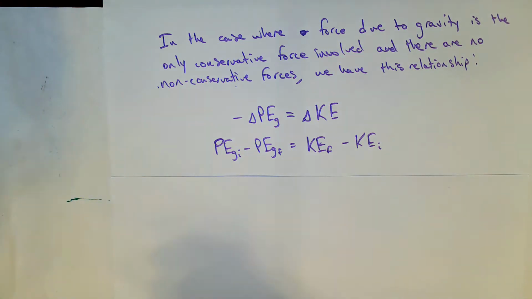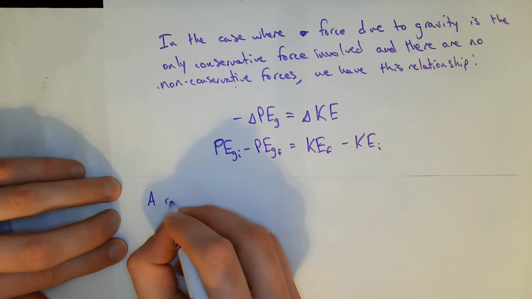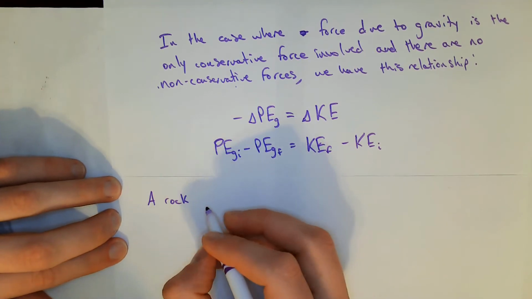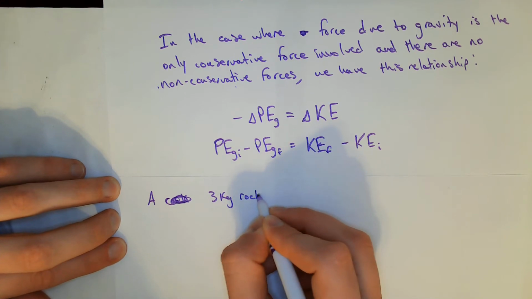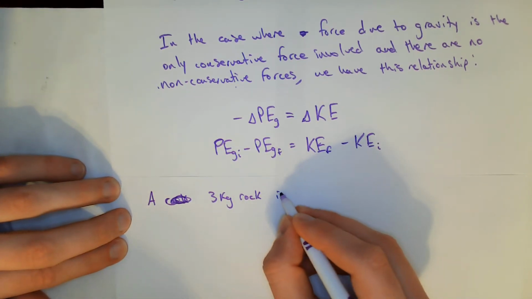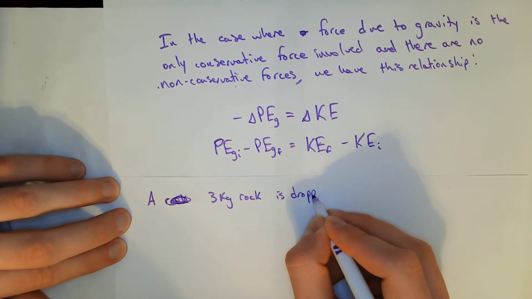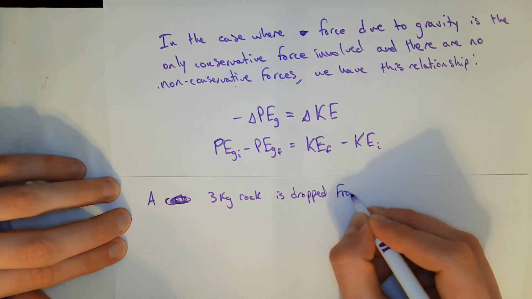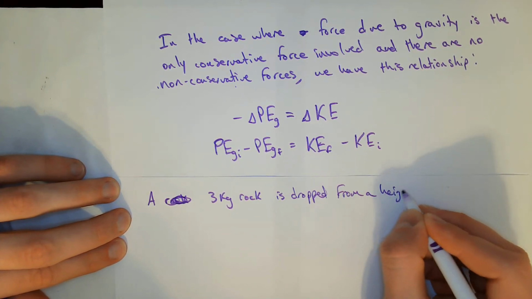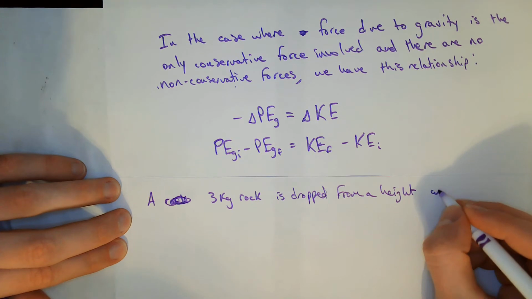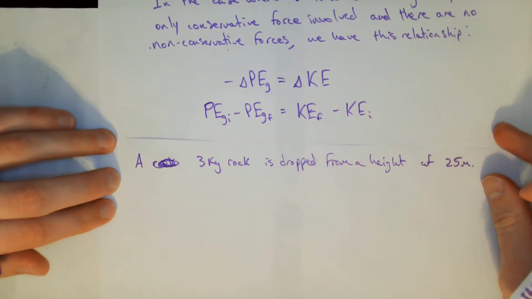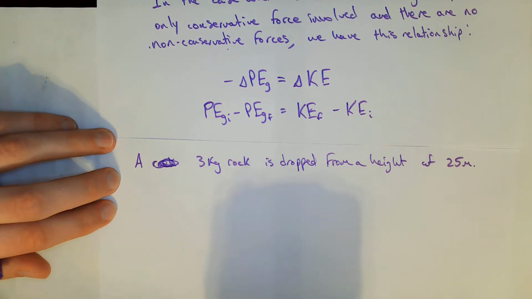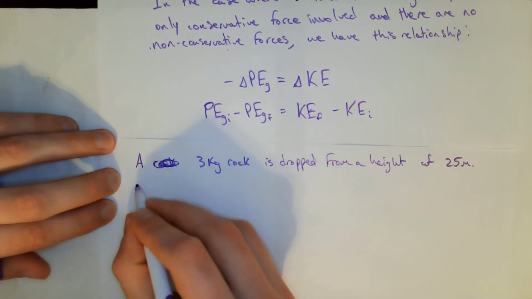All right, so what if we have this problem? A 3 kilogram rock is dropped from a height of 25 meters. It almost sounds like a kinematic equations problem. How fast does it strike the ground?